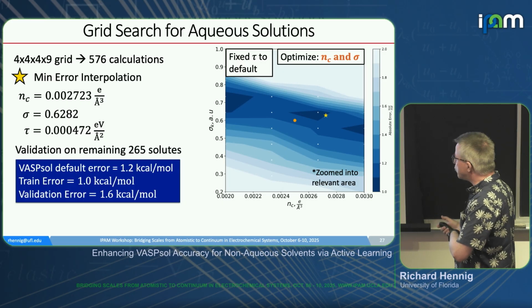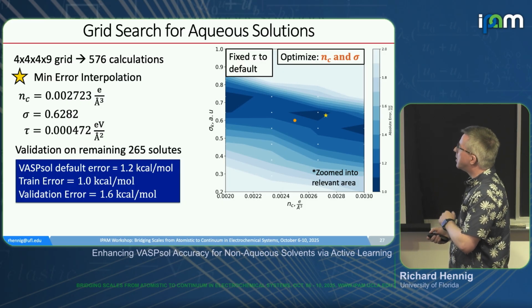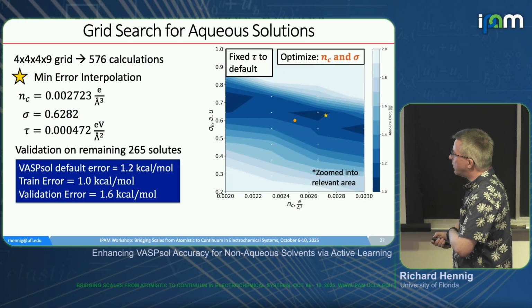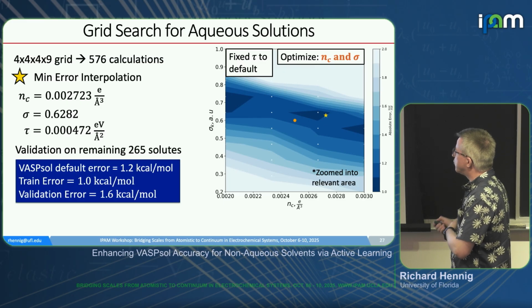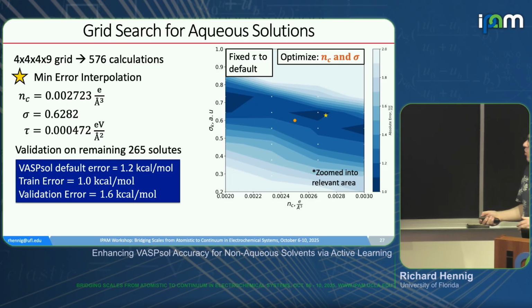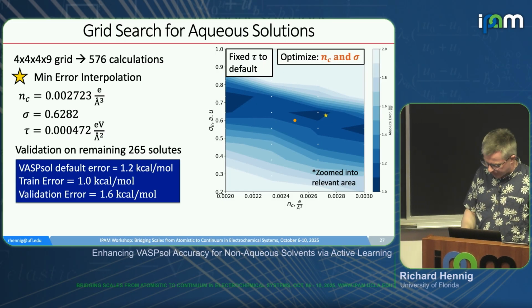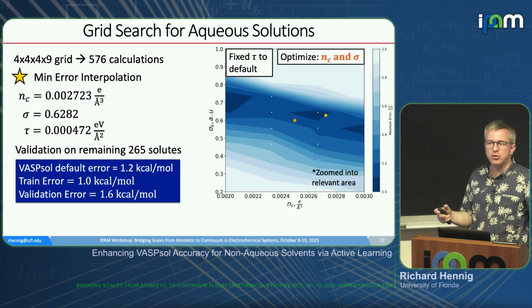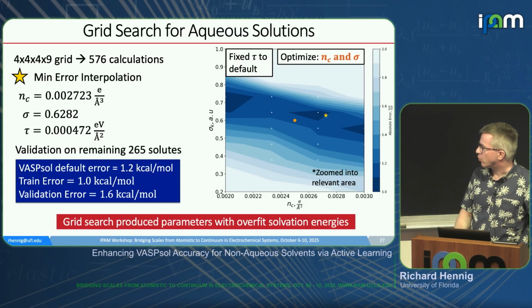However, if we now do the calculation on all the molecules we have in the system, we validate on the remaining 265 solutes, we find that the error actually goes up. So it's overfitting. It doesn't actually help. So direct optimization, short of doing it on all of them, isn't really a very viable approach. And remember, this is just water. In the end, we want to do those calculations on the non-aqueous solvents as well. And that's just not a very efficient approach.